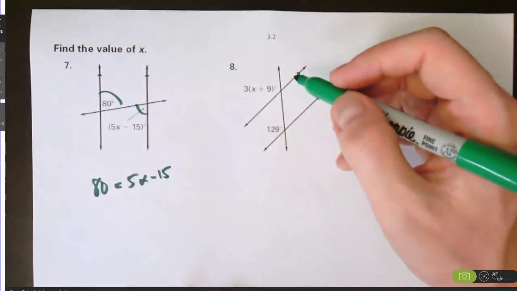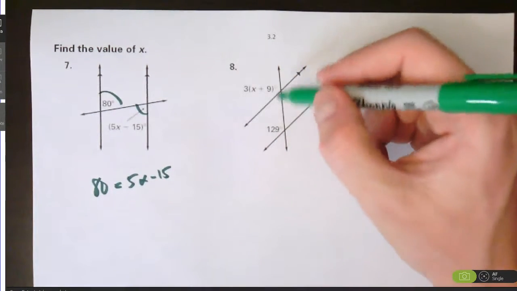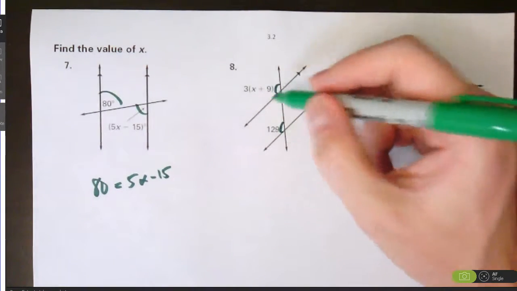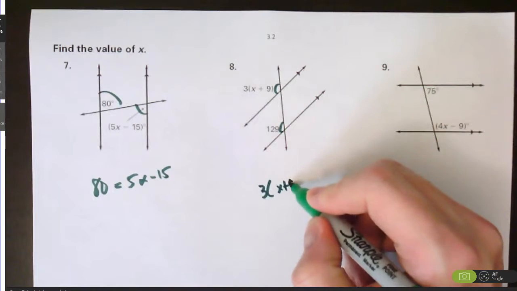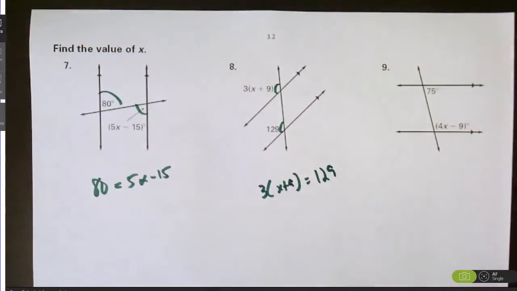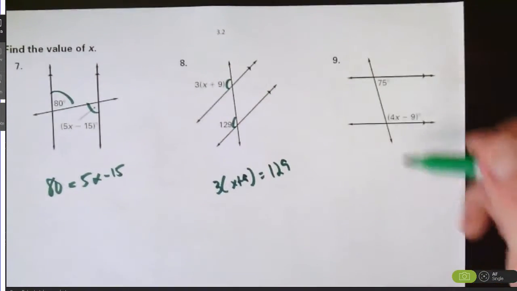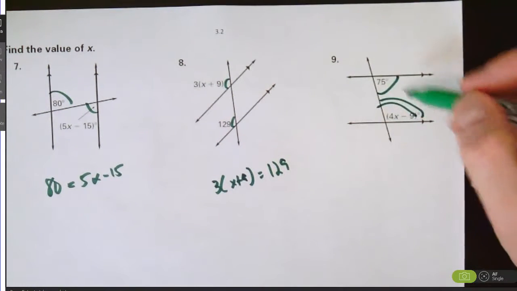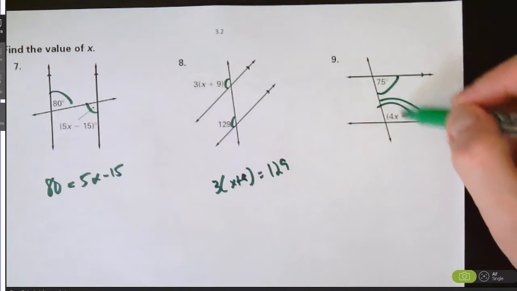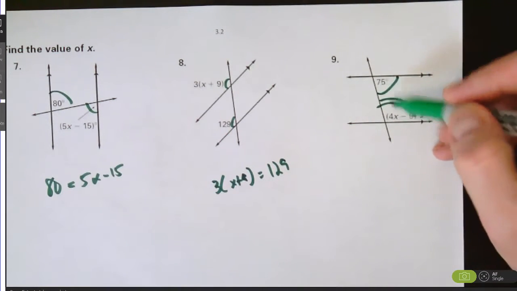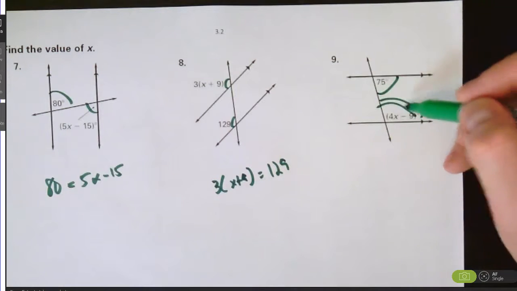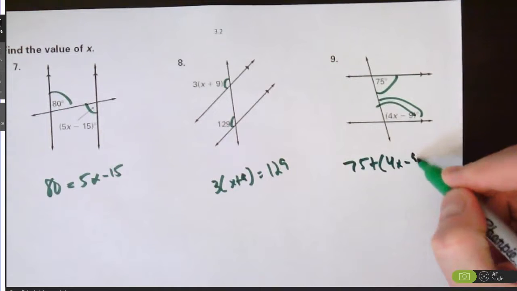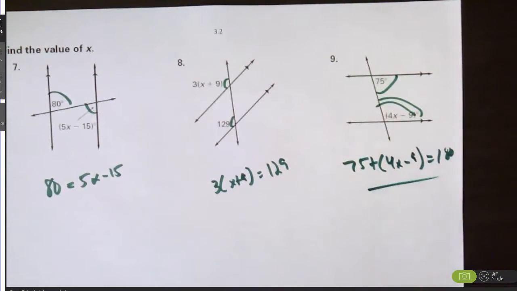Number 8, these guys are a pair of corresponding angles, so they're going to be congruent. So if they're congruent, they're equal. And then number 9, this is a pair of same side interior, or sorry, consecutive interior angles. They're not congruent, but they're inside each other and they're on the same side, so they're going to be supplementary. So they have to add to 180 and solve.